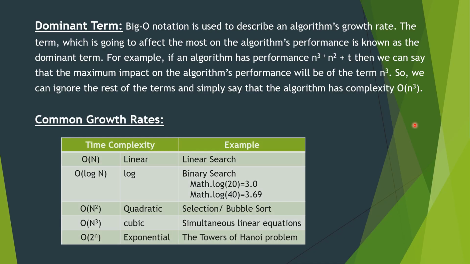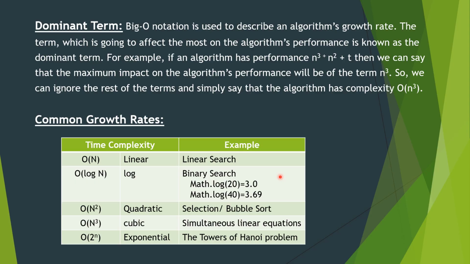Some common growth rates are there that we can learn also, because some questions are based on the common growth rates, like order of n, linear complexity, linear search example, and order of log n, binary search. For example, as you know, in binary search, the array is divided into two halves every time. So if the size is 20, it will take maximum 3 steps. That is equivalent to math.log 20. This is natural logarithm. So math.log 20 is 3.